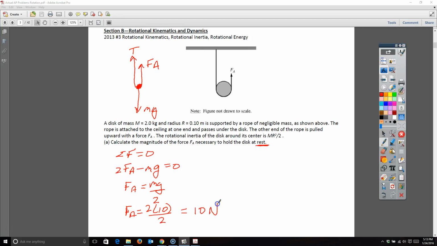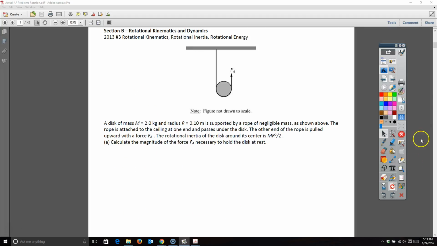And so now we're going to have FA is equal to 2 times 10 divided by 2, and that's just equal to 10 newtons. Points on this one, you would get 1 point for showing the sum of forces is static, which is 0, and you get 1 point for doing the rest of the work. If you just put 10 newtons, you would not, so please realize you've got to put all this down in order to show them you know what you're doing, physics-wise.